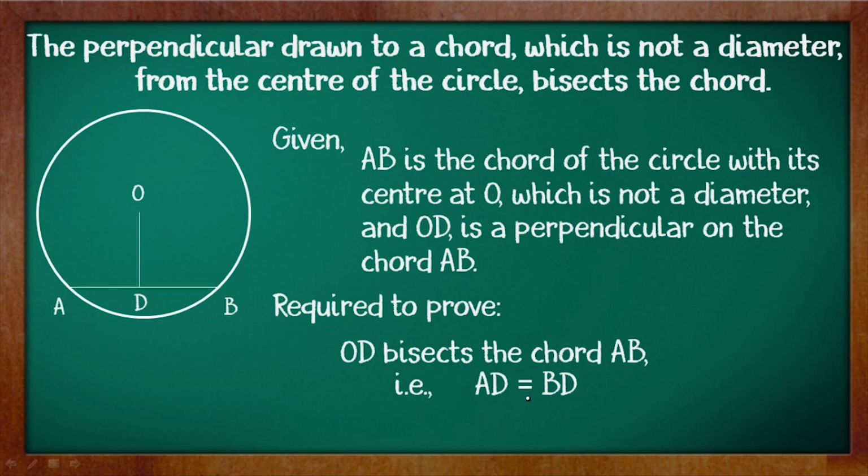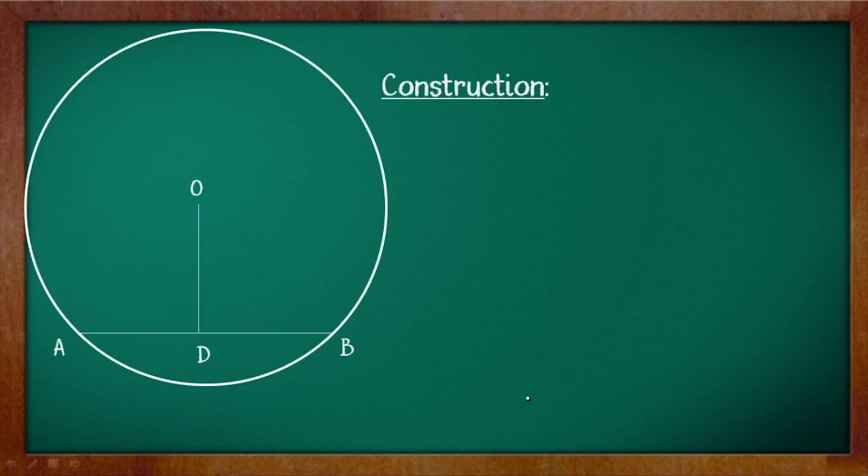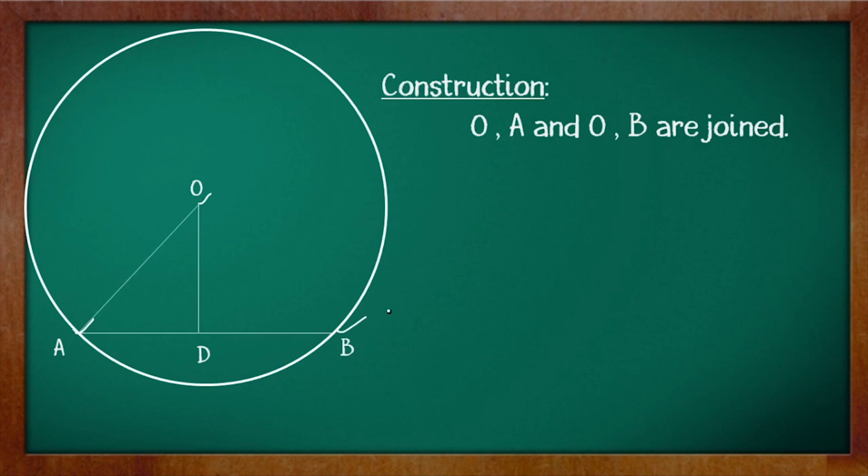So to prove that, we need to make a construction. So let's see the construction. What we will do is we will join OA, O and A, and we'll join O and B. So after joining, this is what we'll get, joining O and A, and this is what we'll get, joining O and B. Now here I see that there are two triangles. This one is OAD, and ODB is the other triangle here. So in the proof, we'll take the help of these two triangles.